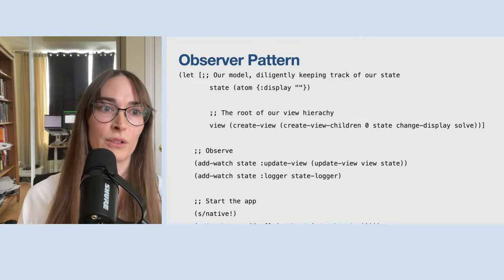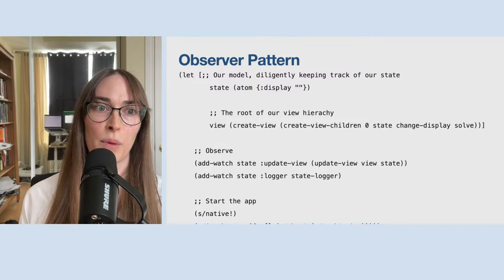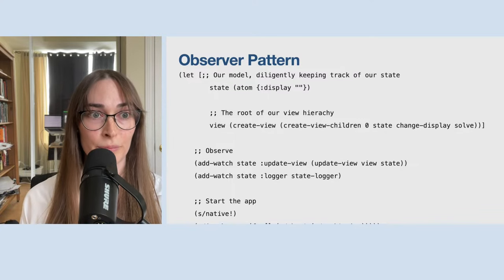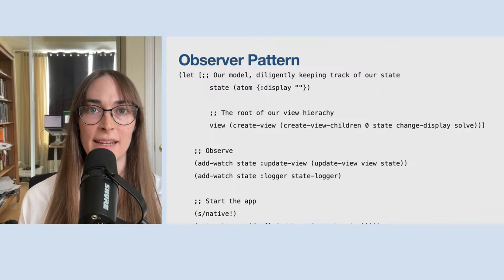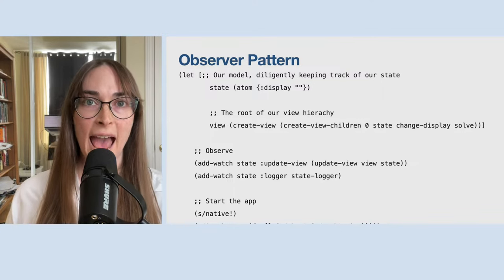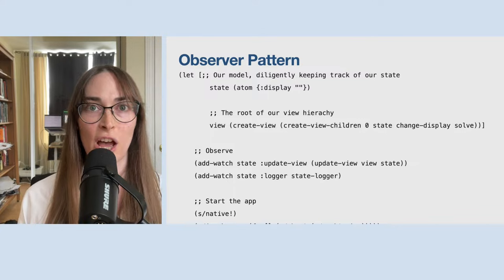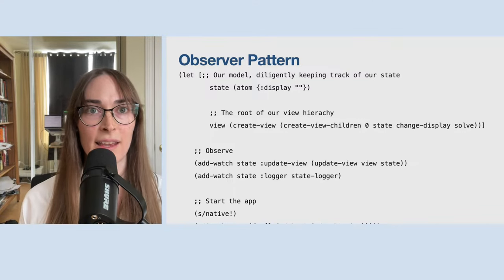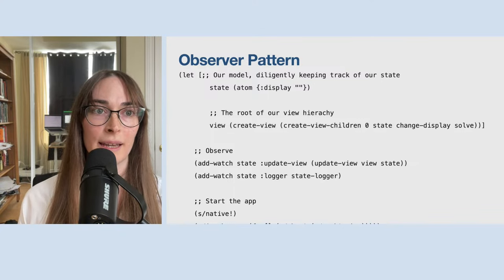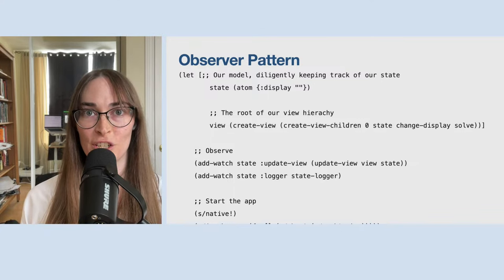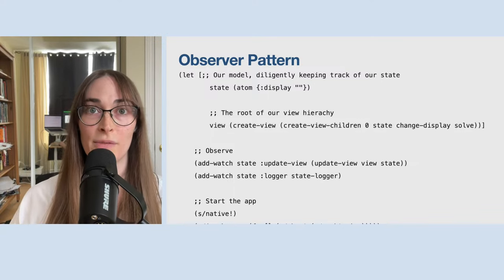So this is what it looks like. This is the main function of a model view controller app I made in Clojure. And you can see where it says add watch to state. So state here is one of those reference types. It's an atom. It's just an atomic reference. You can put any data there and then you can change it. So I have these two functions and they observe for changes in the state. And then when they observe changes in the state, they'll update the view. But obviously it's very Clojure specific.